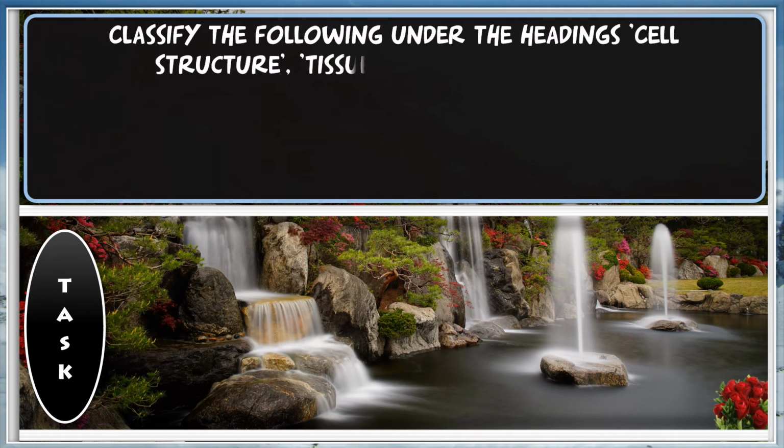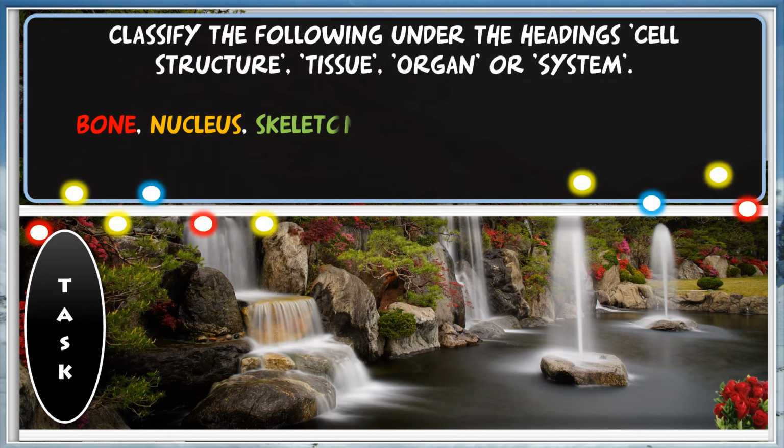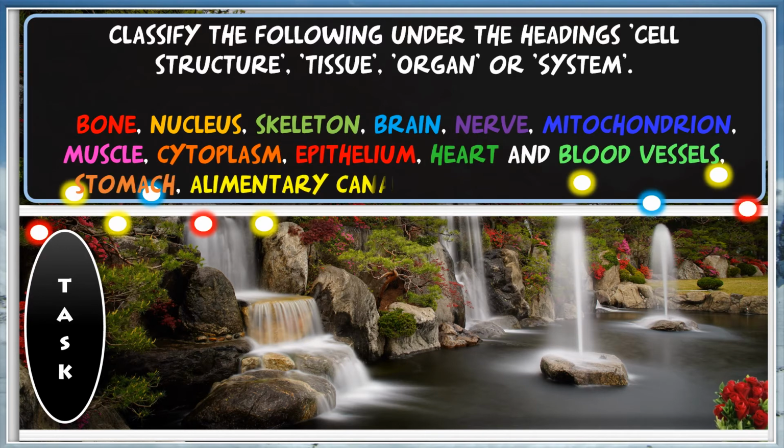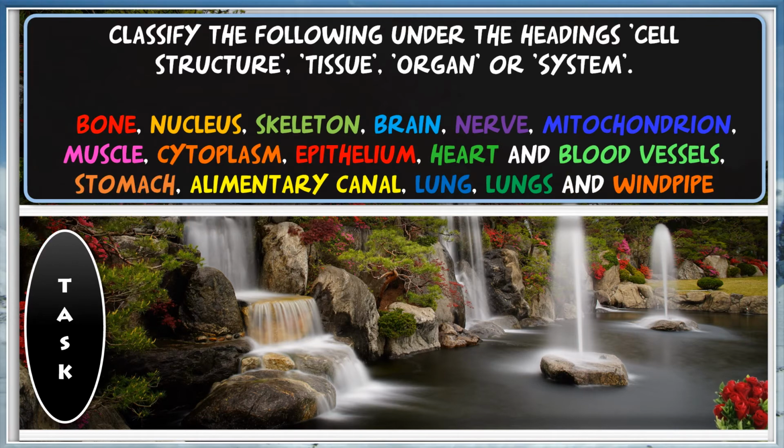Classify the following under heading cell, structure, tissue, organ, or system. And what we are supposed to classify are bone, nucleus, skeleton, brain, nerve, mitochondrion, muscle, cytoplasm, epithelium, heart and blood vessels, stomach, alimentary canal, lungs and windpipe.